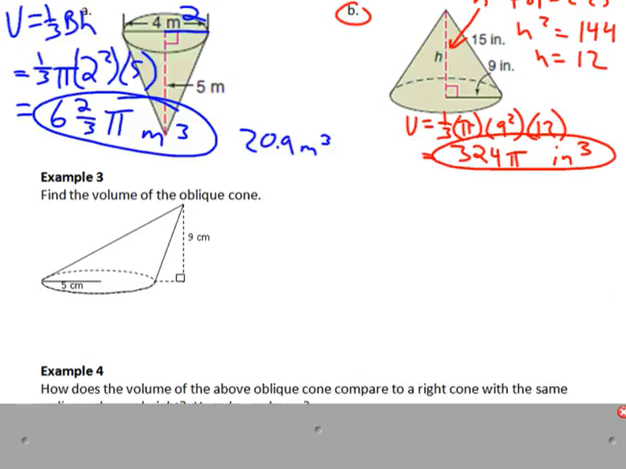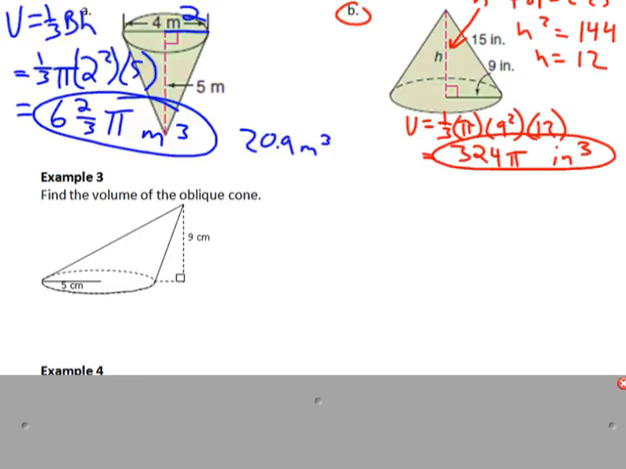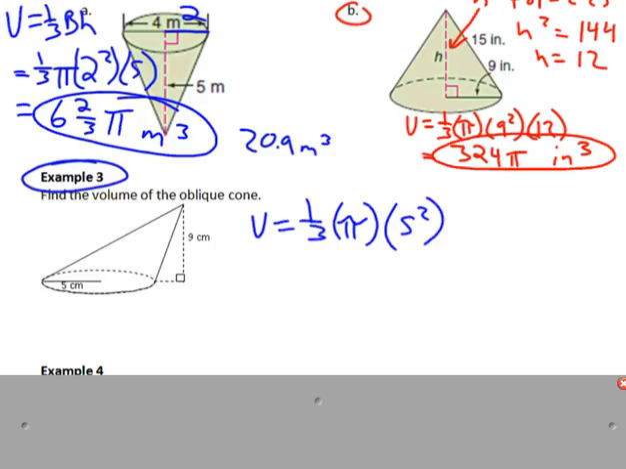All right, we've got an oblique one here. Oblique's a little bit different, but not really. Remember we said Cavalieri's principle means you still use the same formula, even if it's off to the side. Works the same way. So volume equals 1/3 times pi, because we have a cone again. It's just an oblique cone. The radius is even given, so 5 squared. The height is even given, and that would be times 9.